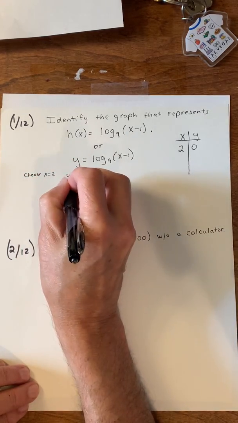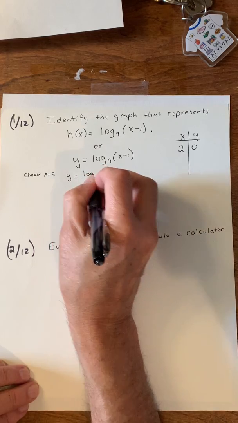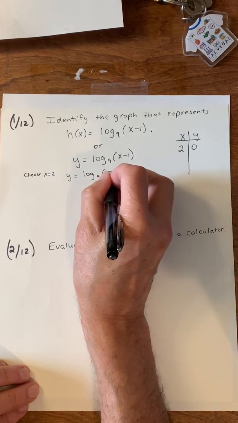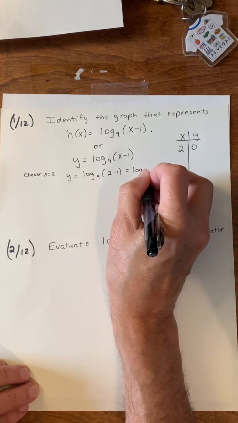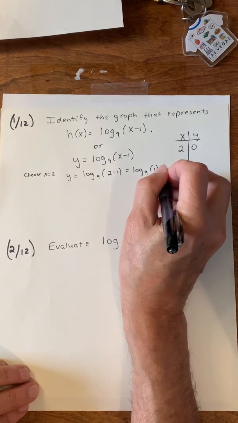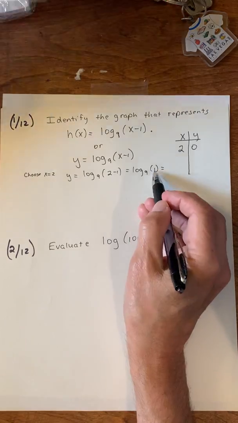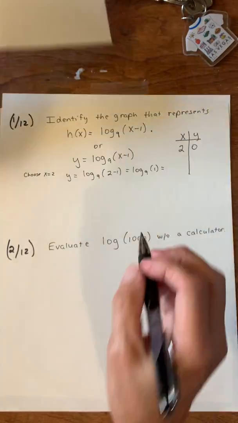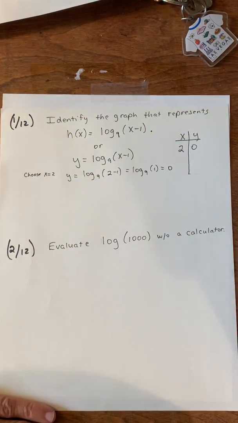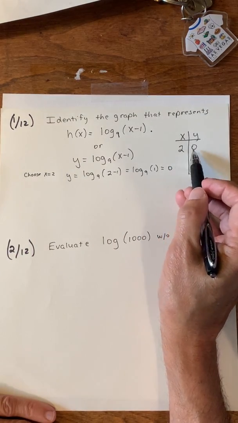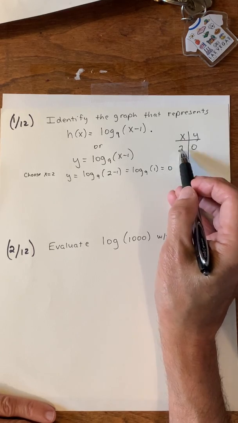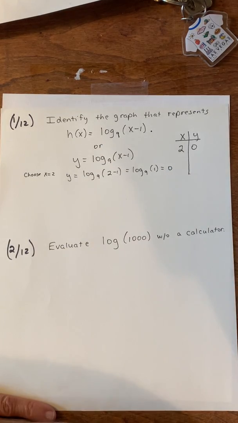So if I choose 2 for x, I would get y equals log base 9 of 2 minus 1. That's log base 9 of 1. Log base anything of 1 is going to be 0. All right, so I got a point. And when I look at my graphs, I see, hey, what do you know? At least 2 of them have this point. So 1 point is not going to be enough. I need another point.